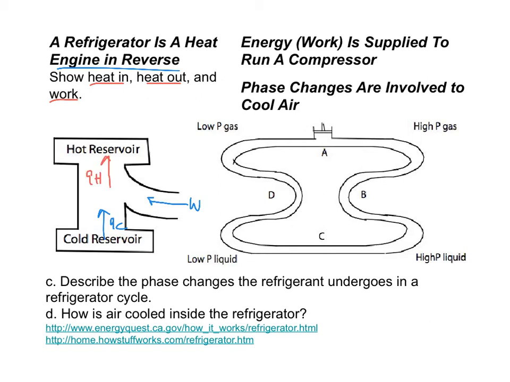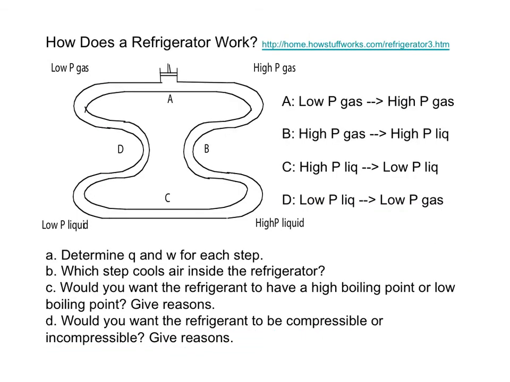How is air cooled inside the refrigerator? So let's take a look at the phase changes that occur with the refrigerant as it goes through the refrigerator cycle. So here's the refrigerator cycle. In step A, a compressor compresses the refrigerant gas from a low pressure gas to a high pressure gas. We have to supply work to compress a gas, so work is going to be greater than 0. Heat is neither gained nor lost to or from the surroundings, so heat equals 0.